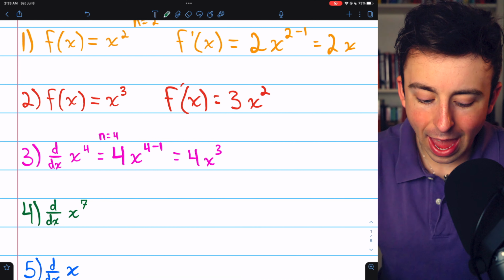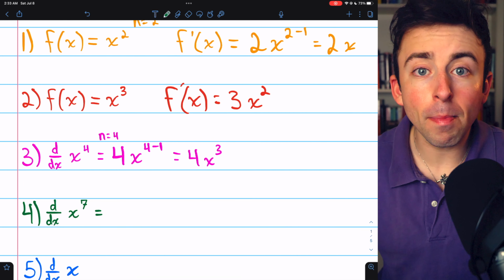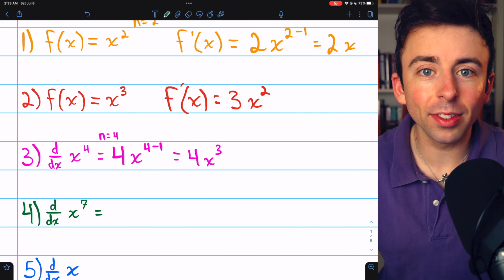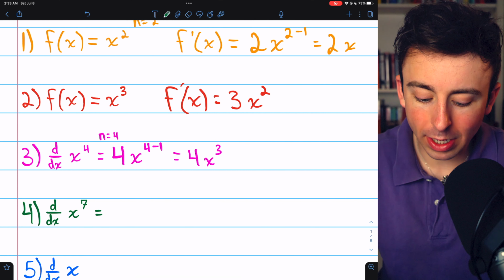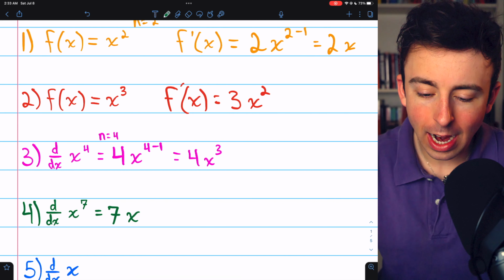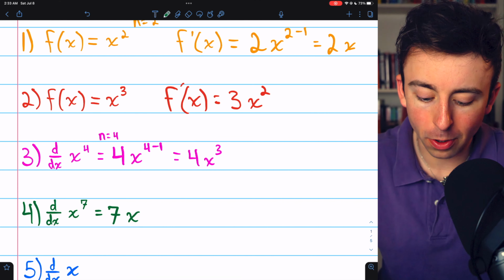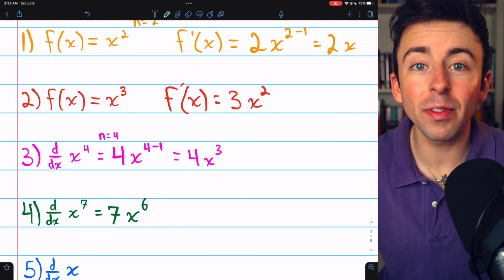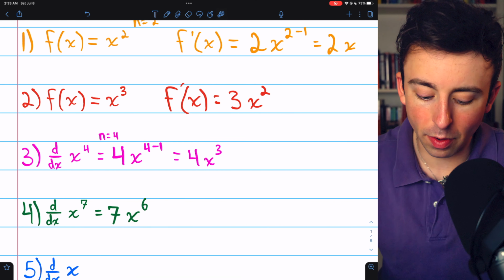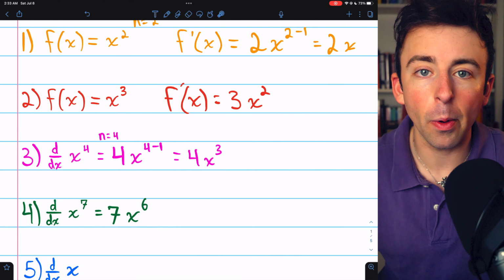I'm sure you're getting the hang of it now. Derivative of x to the power of 7, n equals 7. To take the derivative, bring that power down as a factor, and then reduce the power by 1. So that power of 7 becomes a power of 6. The derivative is 7x to the power of 6.